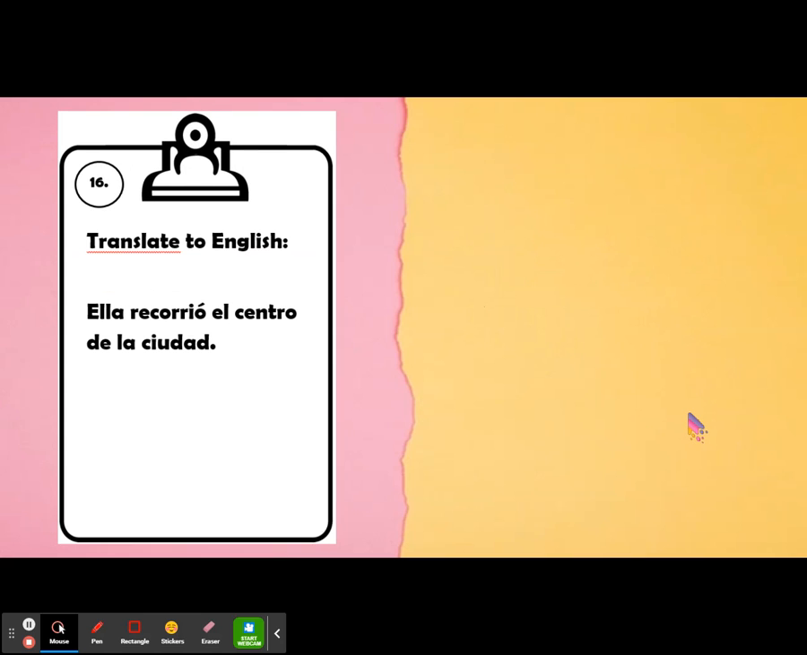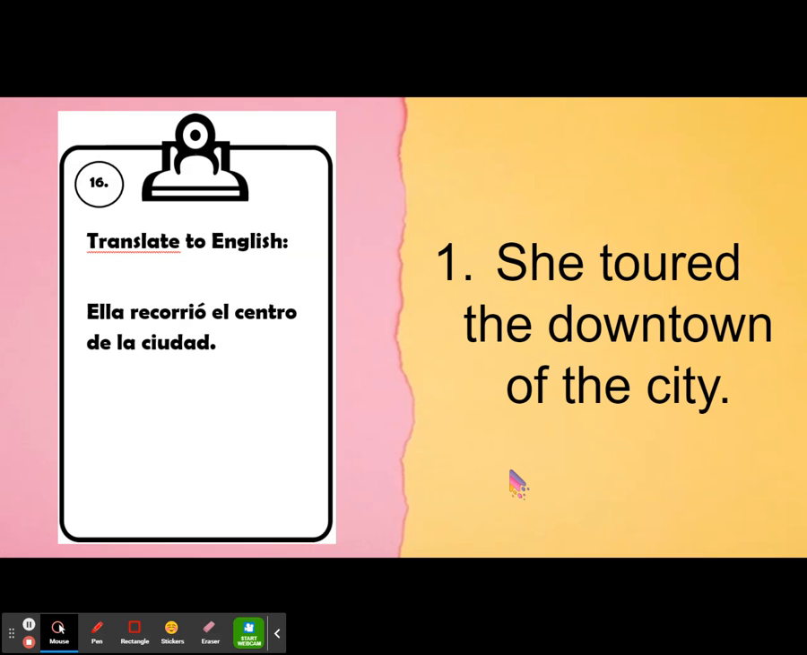Number 16, translate to English. So what does the sentence say? Ella recorrió el centro de la ciudad. Recorrer is a verb in our notes that means to tour. So ella recorrió el centro de la ciudad. Okay, and hopefully you came up with she toured the downtown of the city.